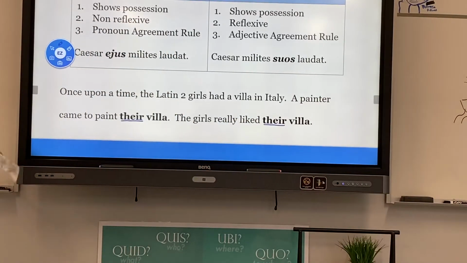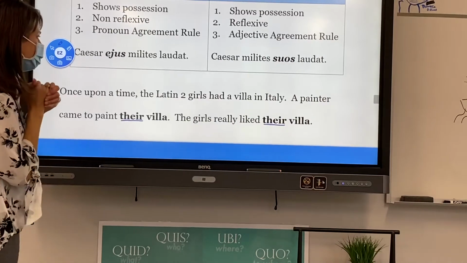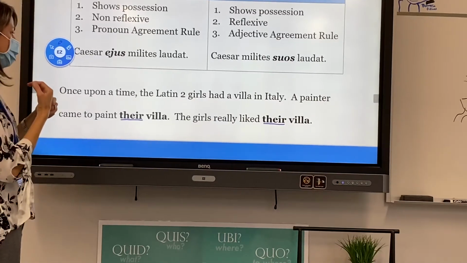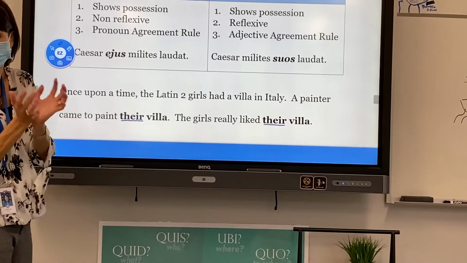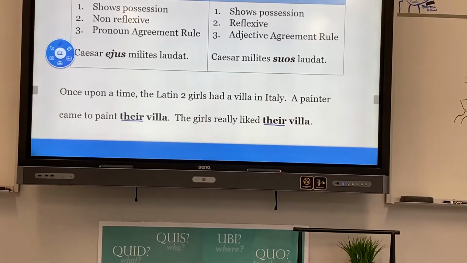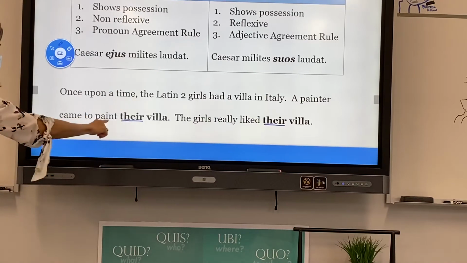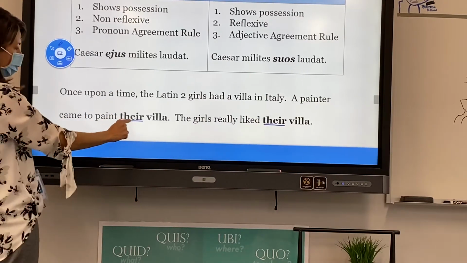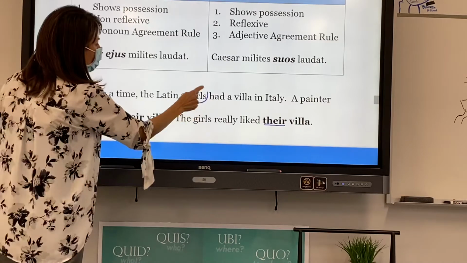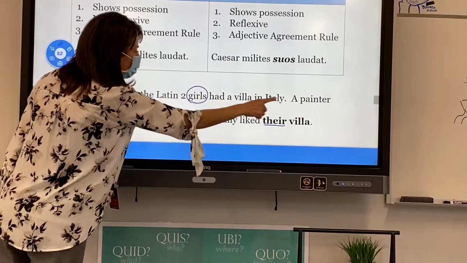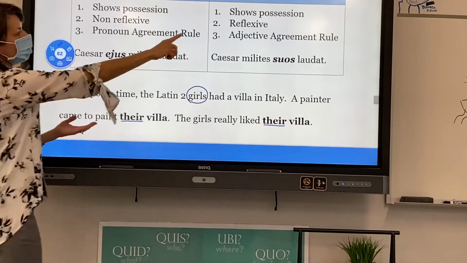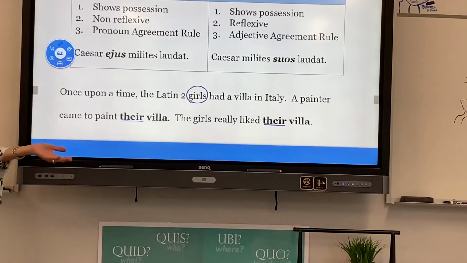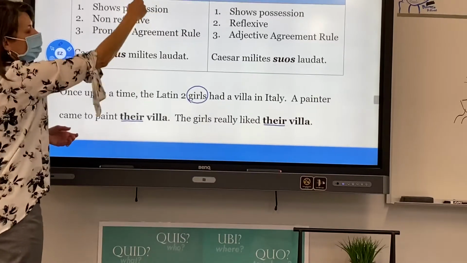So we know that there's a possessive for the group of girls. It's going to be feminine, plural. A painter came to paint their villa, and it's referring to the girls. Is girls the subject in this sentence? No. So you can't do the reflexive one because it's not the subject of the sentence. So now we've got to do this one. Which one would I do?